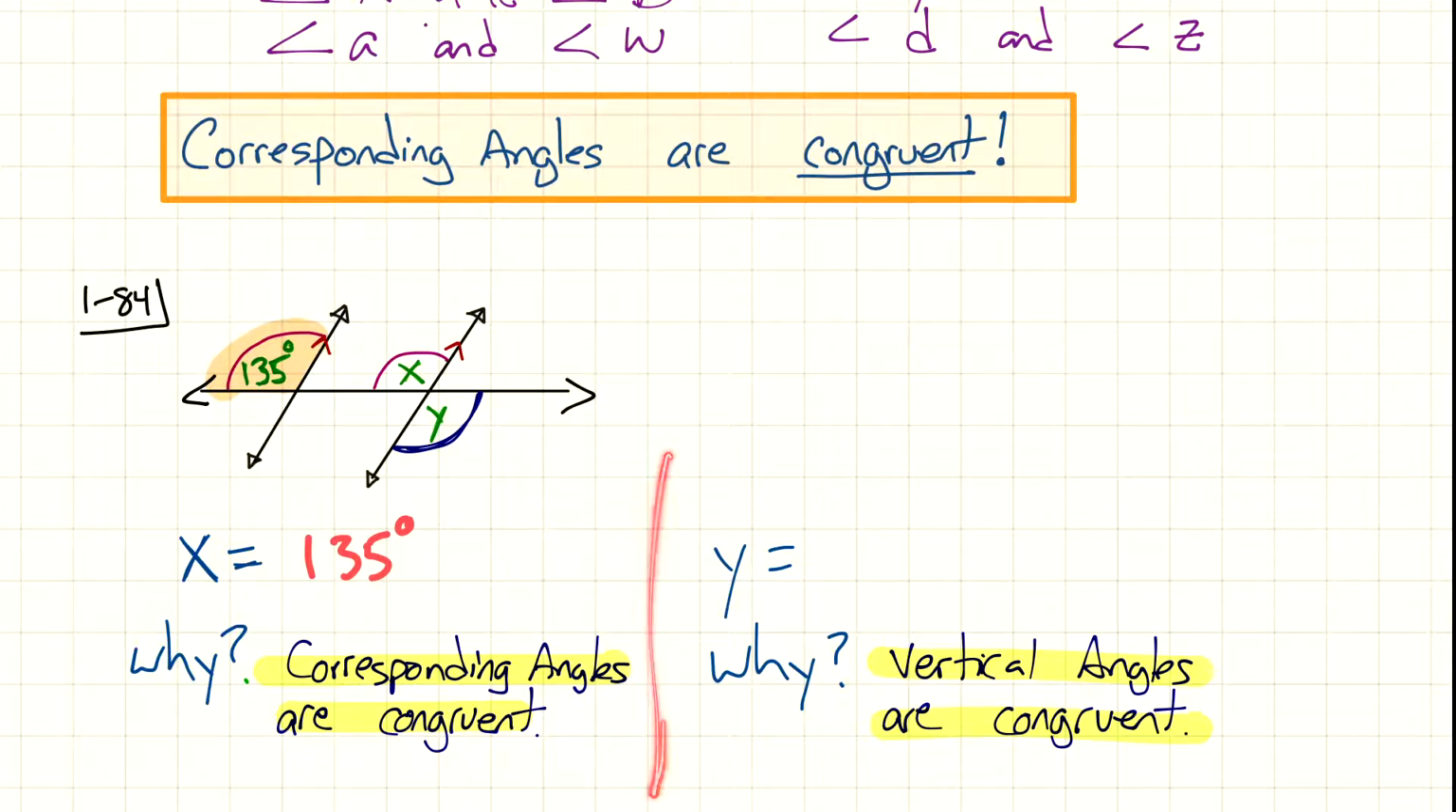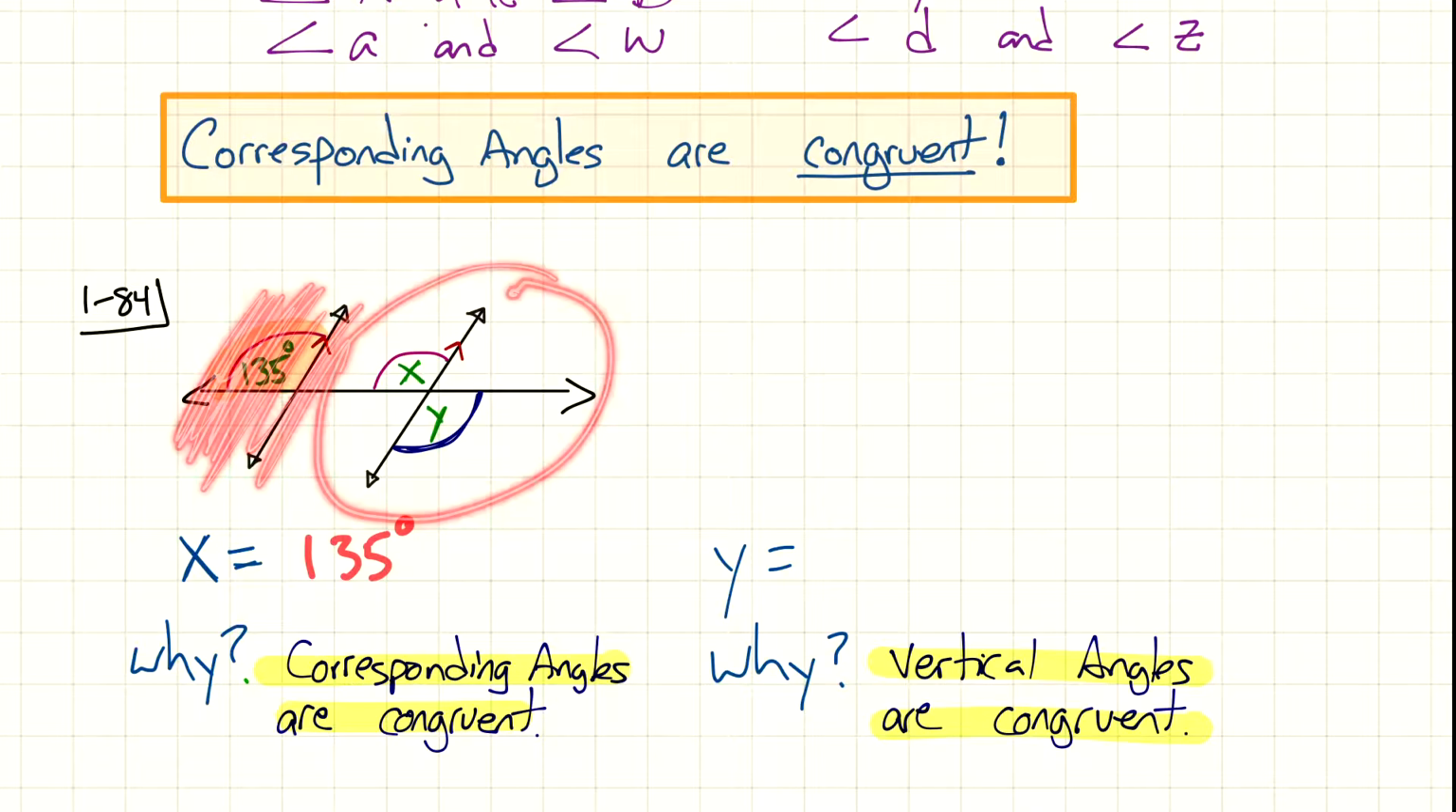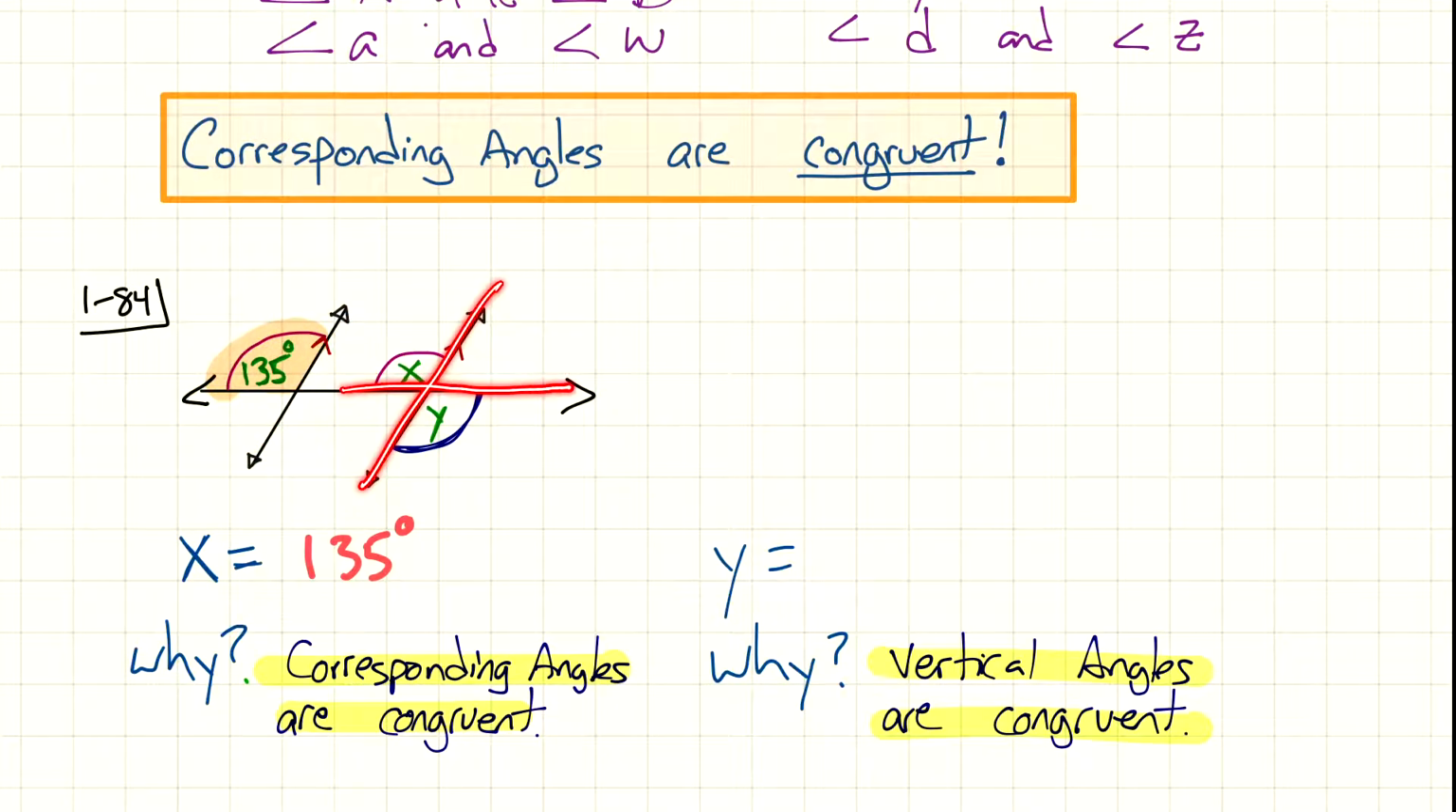So then the second part to this question is, well, then what is y equal to? Well, if I completely ignore this side, and I only focus on this part, you should notice this is a situation where we have two lines that intersect and we have vertical angles. Well, I remember from the last lesson that vertical angles were congruent. They're the same measurement. So if this x is 135 degrees, then this y must also be 135 degrees.